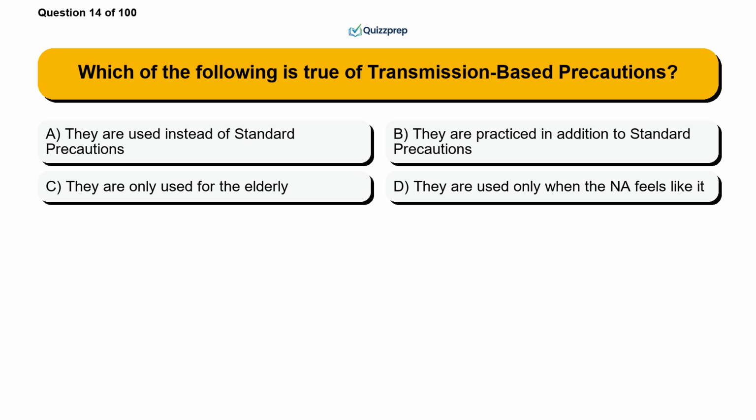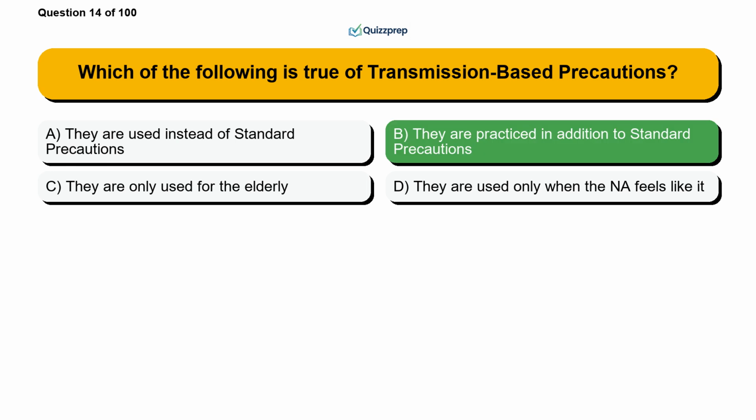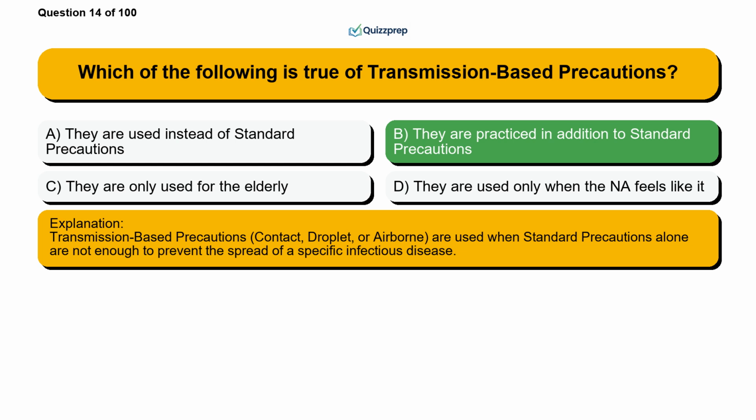They may only be used when medically necessary and must be ordered by a physician. Question 14. Which of the following is true of transmission-based precautions? Option A, they are used instead of standard precautions. Option B, they are practiced in addition to standard precautions. Option C, they are only used for the elderly. Option D, they are used only when the NA feels like it. The correct answer is option B, they are practiced in addition to standard precautions. Transmission-based precautions, contact, droplet, or airborne, are used when standard precautions alone are not enough to prevent the spread of a specific infectious disease.